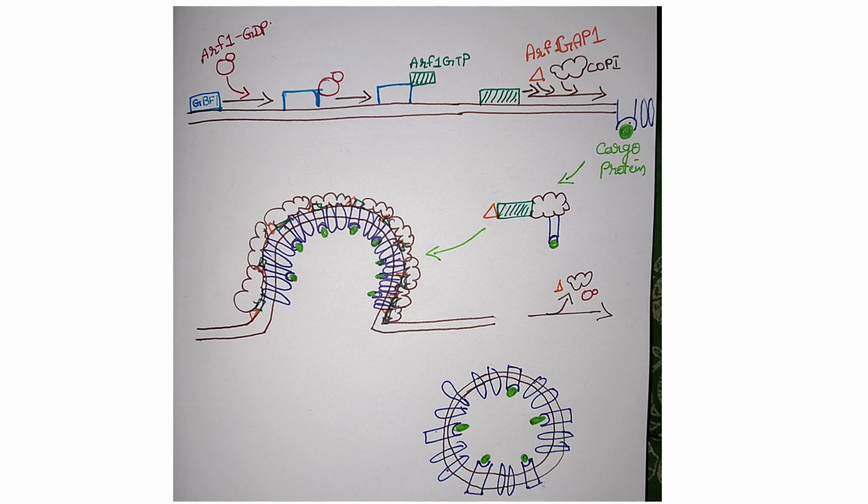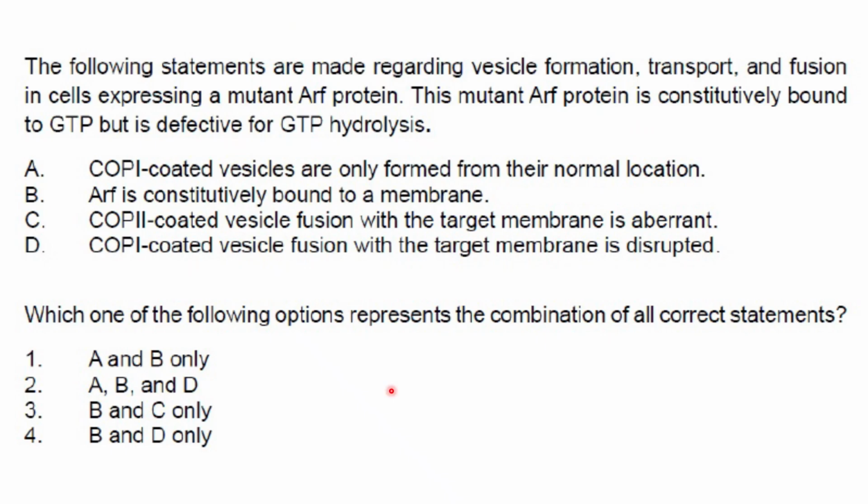Now come to the question. In the question they have told it is a mutant ARF protein and it is defective for GTP hydrolysis, that is, it is constitutively bound to GTP.